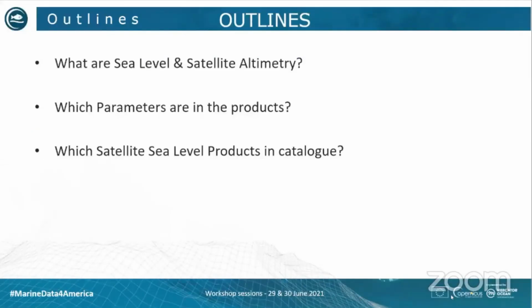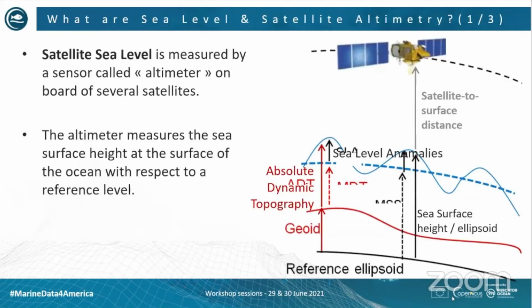So I'll speak a little bit about what sea level and satellite altimetry are, which parameters are in the products available through CMEMS, which satellite sea level products are in the catalog, and then some application outlines. The satellite sea level is measured by a sensor we call an altimeter on board several satellites. Currently, we've got 9 satellites with 2 being calibrated, so you have 7 satellites within the data sets.